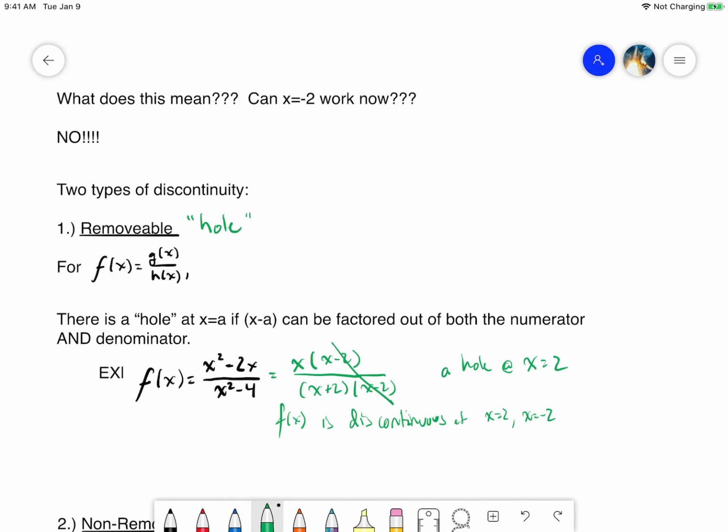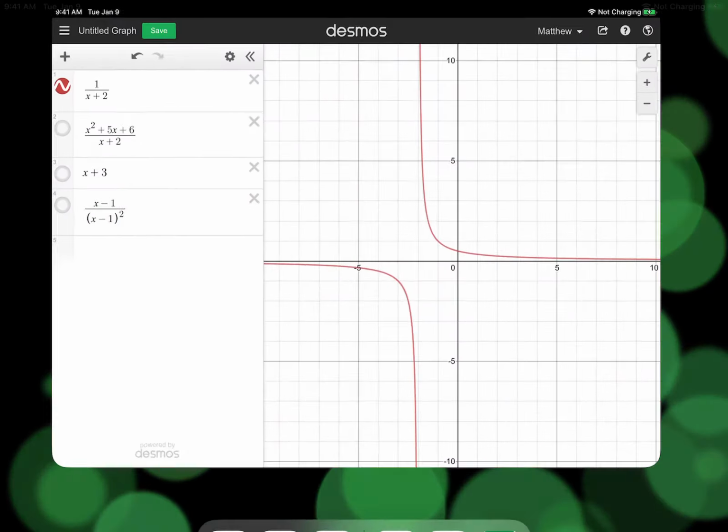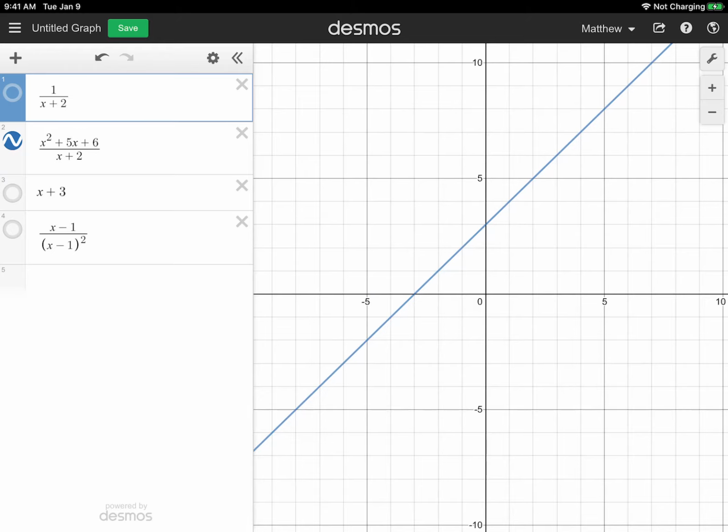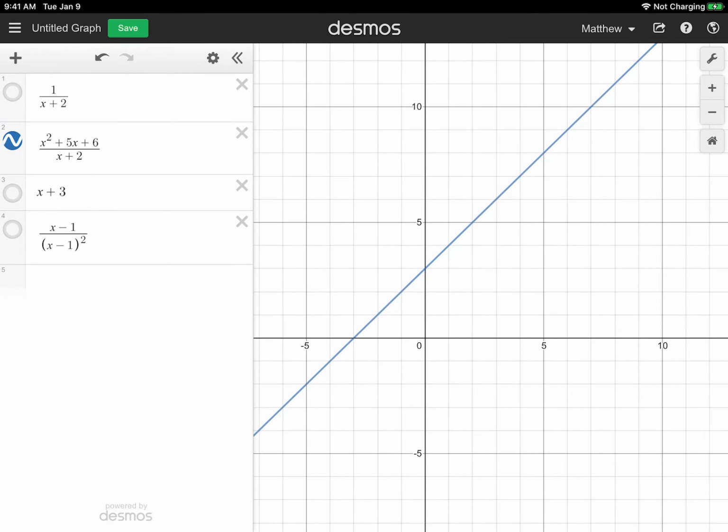And so just to look at a hole, for example, we're going to go over here to our x squared plus 5x plus 6. Remember when we simplified this down, even though it doesn't look like it has any asymptotes or anything like that, we made it look like x plus 3, right? So how are these two different? Well, if I look at x plus 3 and I go over here to negative 2, I have a value of 1, so I can actually evaluate this.